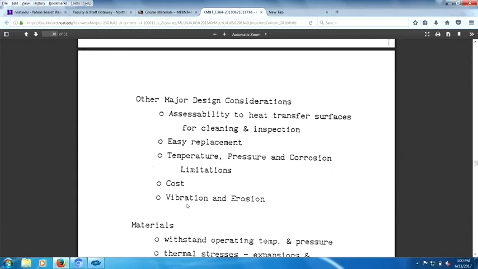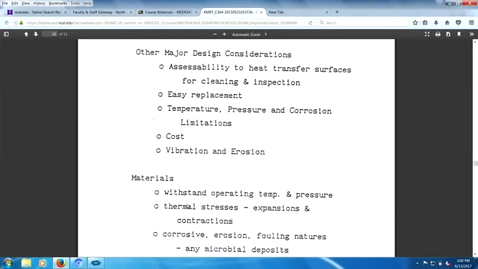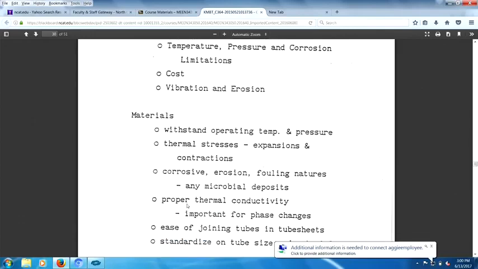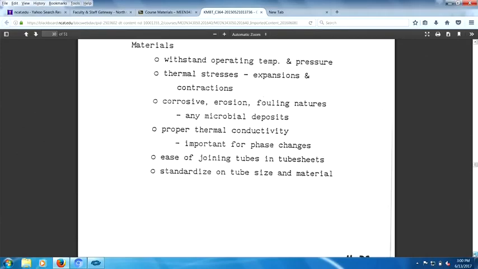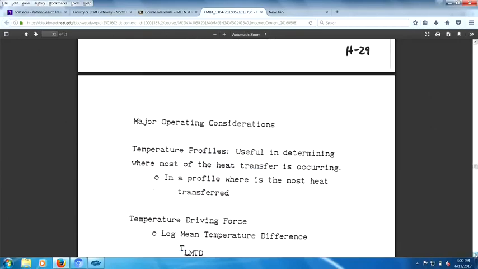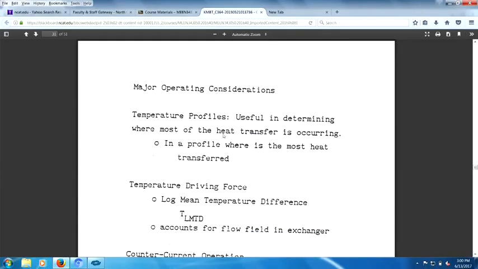And anyway, so I got to stand up with operating temperatures and pressures, stresses, expansion and contractions, corrosion, erosion, microbial deposits, fouling, ease of joining tubes in the tube sheet. Yeah, that's a biggie right there. Proper thermal conductivity, standardized tubes and materials. Those are some of the considered temperature profiles, right?